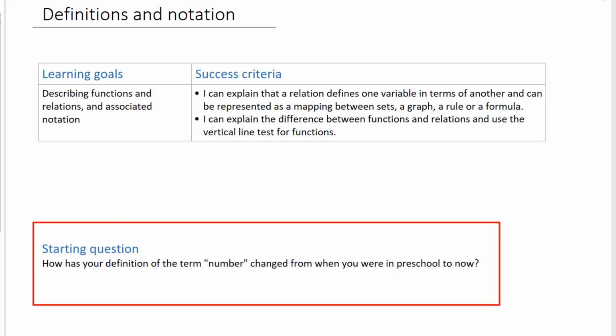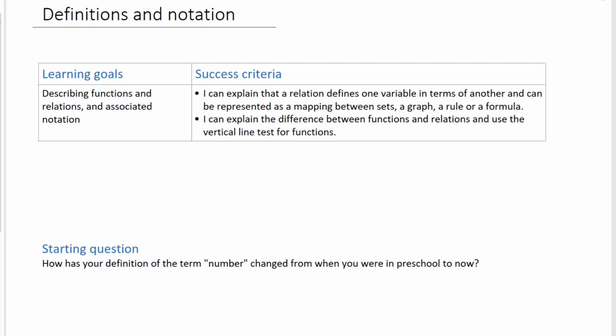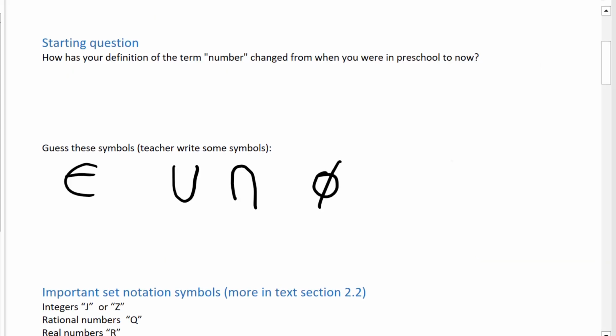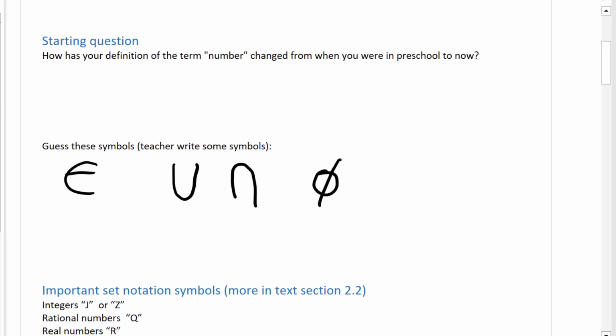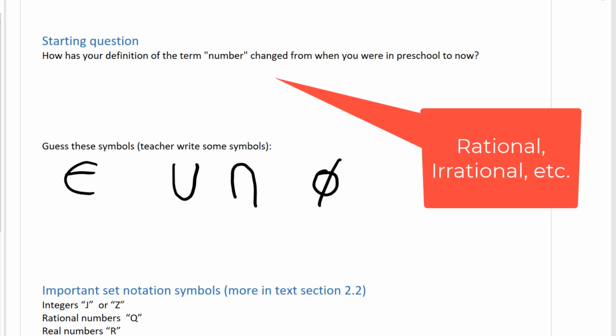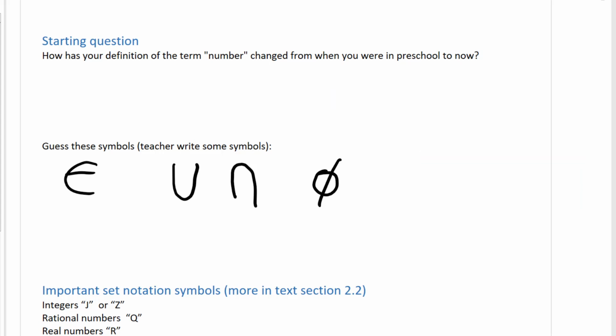Rational, irrational. Yep. You start looking at letters that represent numbers, so algebra. So numbers have changed a lot since preschool, haven't they? So all of those groups of numbers that you mentioned at the start, these are called sets. So this is called set notation. So groups put into symbols. So write this down. Set notation symbols.